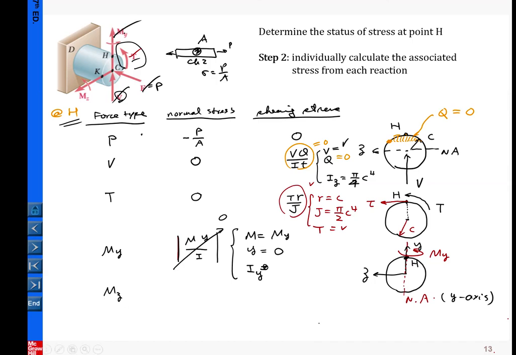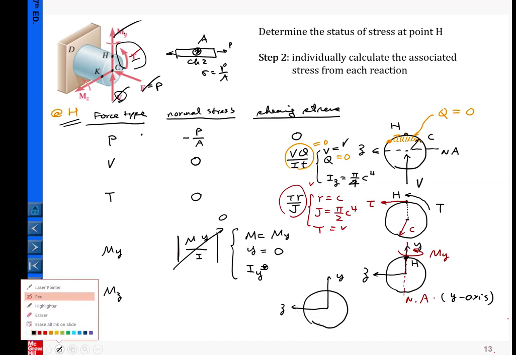So now we've done the my. Okay, now we do the mz. So let me do this one here. So this is again the y-axis and z-axis. Okay, so mz is applying in that sense. Okay, so let me just do the count here.